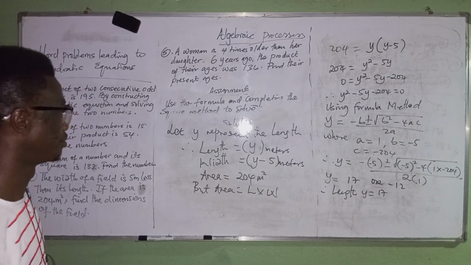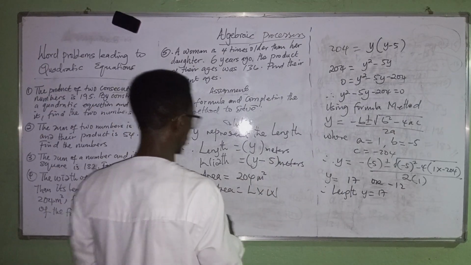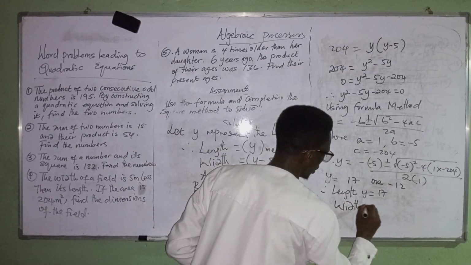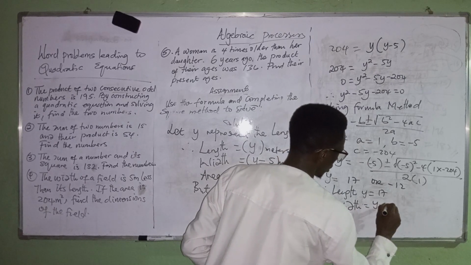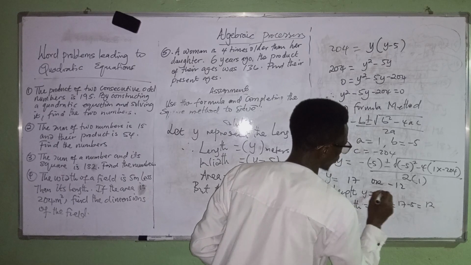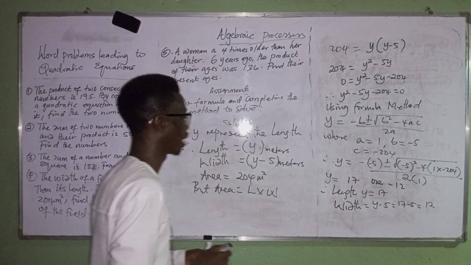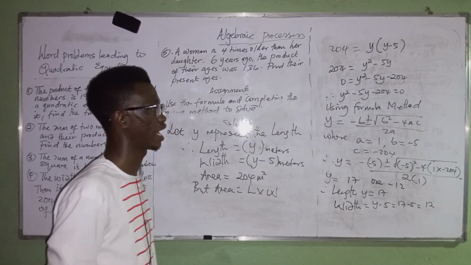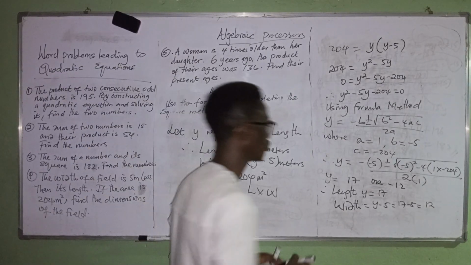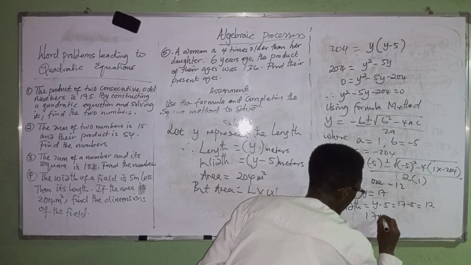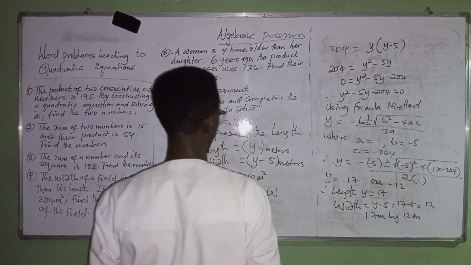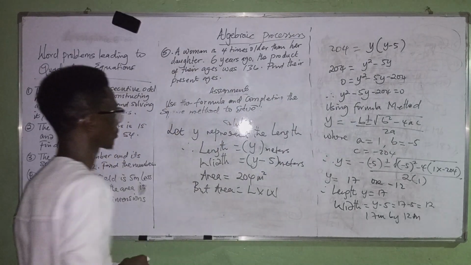The next one, so therefore, because you have to find the dimensions, your width, which was y minus 5, 17 minus 5, gives you positive 12. So if I multiply these two, I should have the area, which is 204 meters square. So the dimensions will be 17 meters by 12 meters. Okay, that's the dimension of the field.